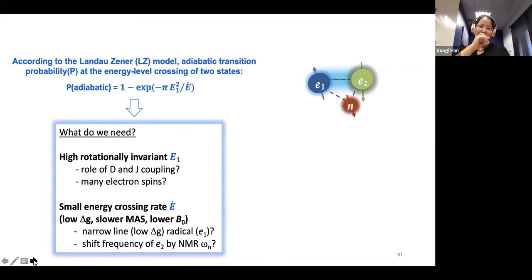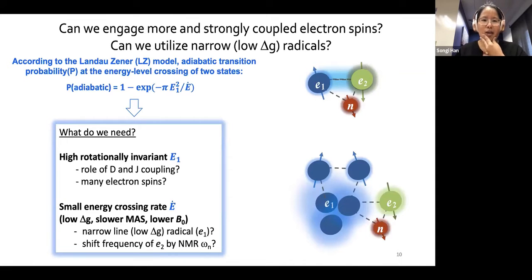But I wanted to share with you another aspect that really surprised us. I said in the beginning, you need high perturbation, the role of D and J coupling, that's what I covered. How about many electron spins? That was another aspect, but how about tuning this crossing rate? Can we make that smaller? Because that's also key to performance at high field and fast magic angle spinning. So can we engage more electron spins? And can we utilize narrow line radicals to our benefit? That's where the thermal mixing idea comes in.